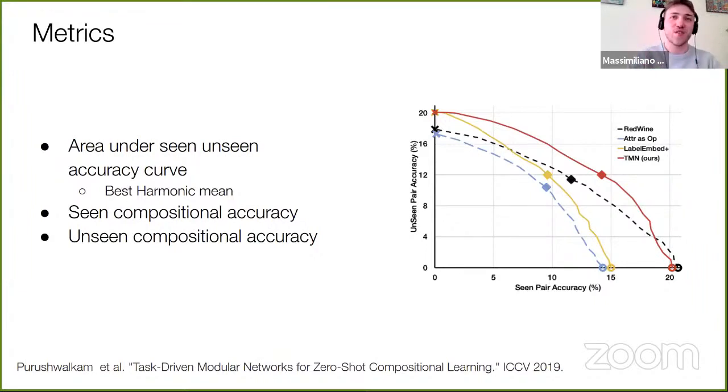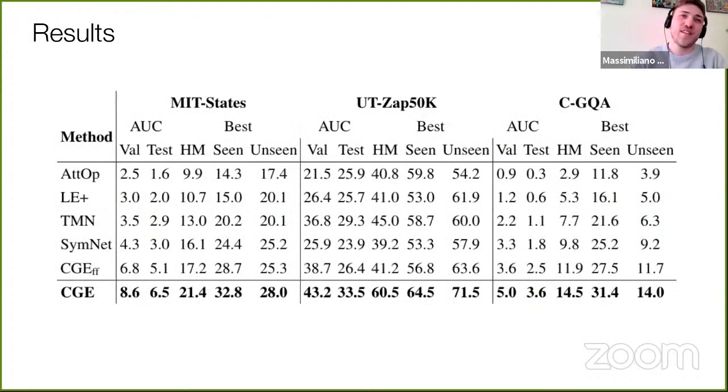And these are the results. What we can see is that this graph-based approach is actually very powerful. Even this version, which is not the end-to-end trained version of the approach, already in terms of AUC on both the validation and test set, has much higher performance than previous work on MIT-States and on C-GQA. This doesn't happen as much in UT-Zappos, where Task-Modular Network is much more effective in terms of AUC on the test set.